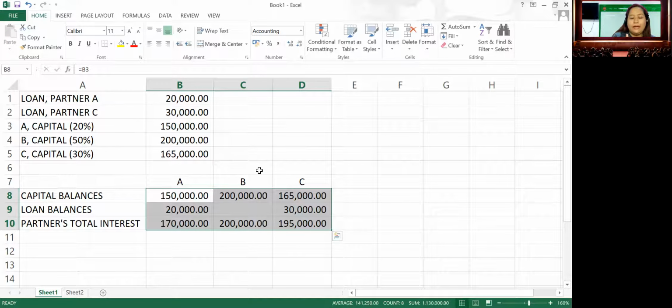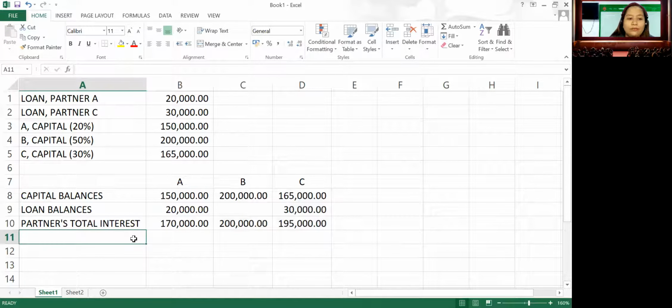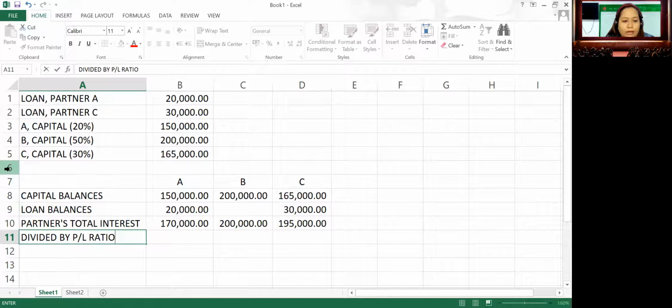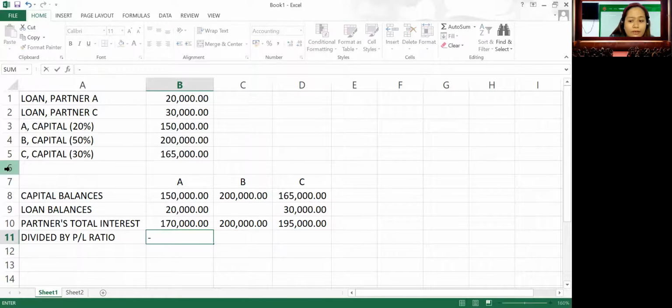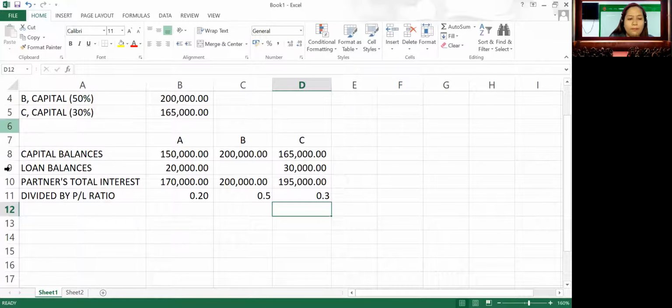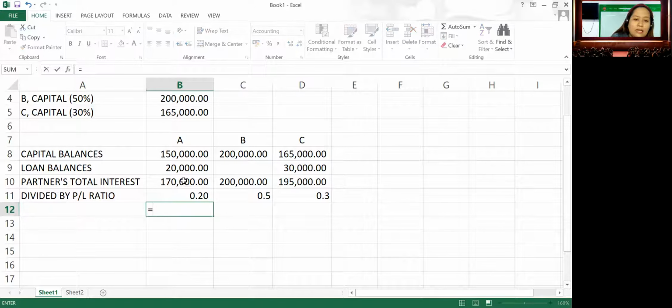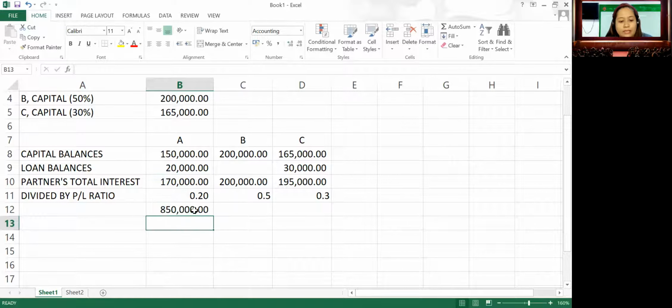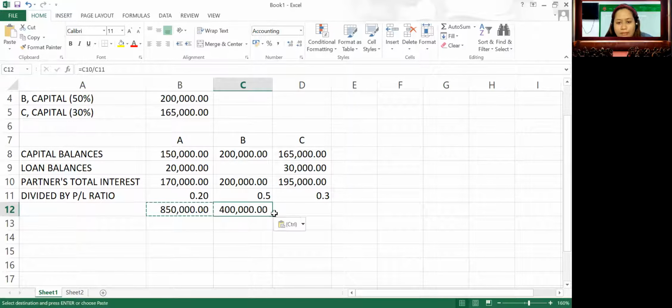Ano yung sunod mong hahanapin? Ano yung sunod mong gagawin? You have to divide the partner's interest by their P&L ratio. Okay? Yung P&L ratio natin for partner A, you have 20%. For partner B, meron tayong 50%. And for partner C, meron tayong 30%. Okay. And based doon sa program natin, you have to divide it. Okay? So let's divide 170 divided by 0.20, and same process will be done dito sa dalawang natitira.